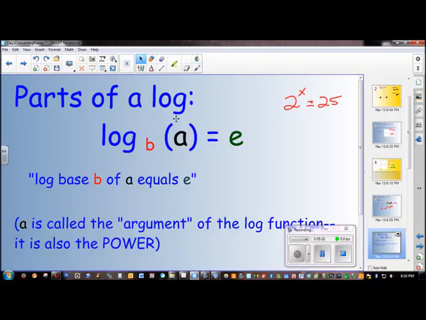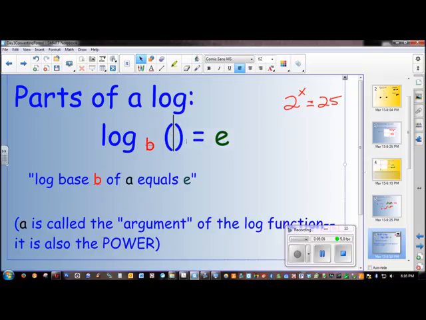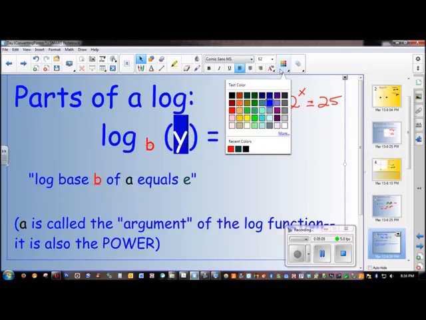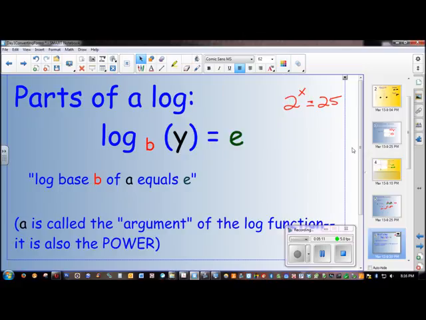And I'm actually going to change this A to a Y to be consistent with your notes packet. The log base B of Y is equal to E. Now, a handy way to remember how that lays out, I just say log by. If you say log by and you spell out the word BYE, that puts everything in the right position for you. So log base B of Y is equal to E. Tells us where everything goes.